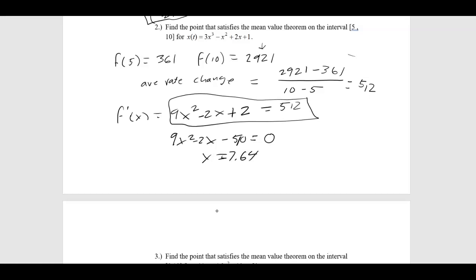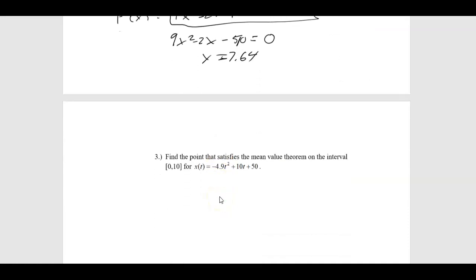And sometimes there will be 2 answers in the interval. Sometimes you'll find multiple points where the tangent line is equal if the interval includes a turnaround in it. But in all of the examples we've seen so far, there's only been one. The mean value theorem guarantees there's at least one.